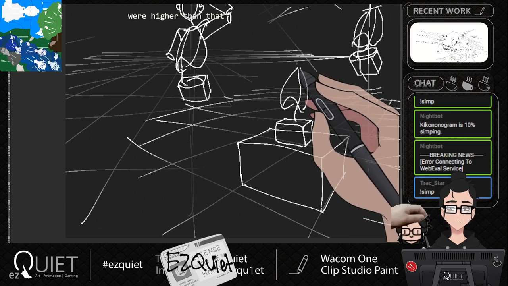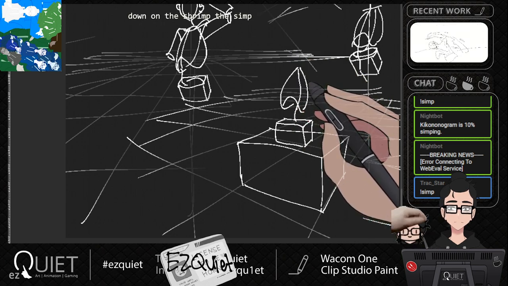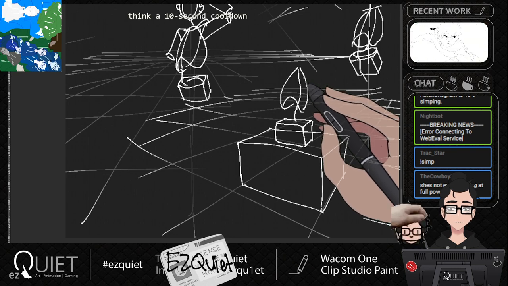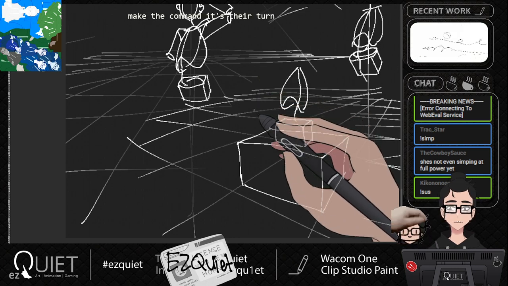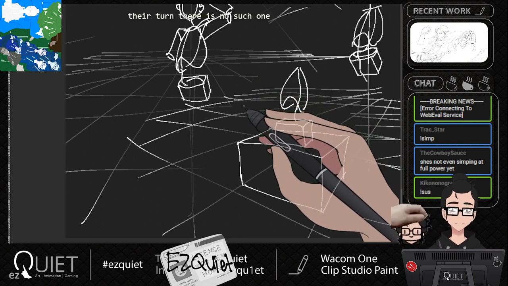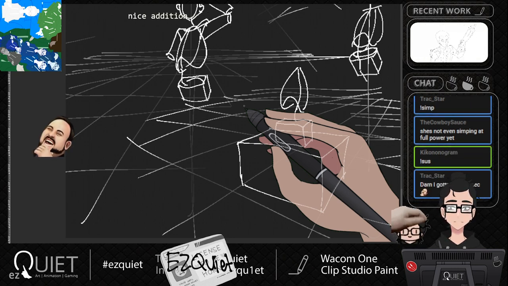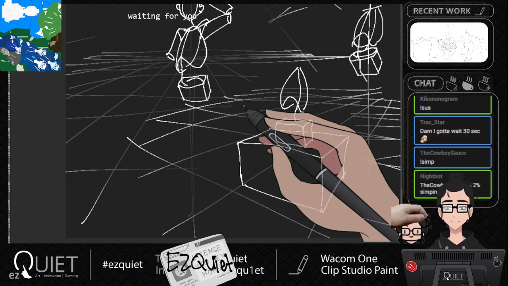There is a cooldown. I should have mentioned this. There is a cooldown on the simp. It's at least, I think, a 10-second cooldown. So you may have to try again, Track, for it to work. I think it should work now. Nobody make the command. Track has to make the command. It's their turn. There is no sus one. That is true. I need a sus command. I don't have a sus command. That'd be a nice addition. I might add that. Wait 30 seconds. There's a waiting line before you can do it.